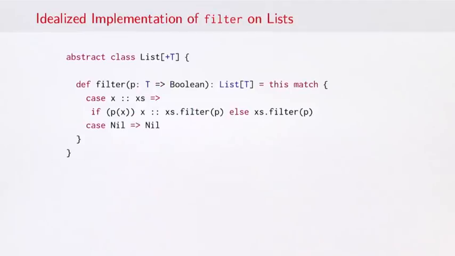The last operation we are going to look at is filter. So filter takes a predicate, that's a function from the list's element type T to Boolean, and gives you back a list of T.